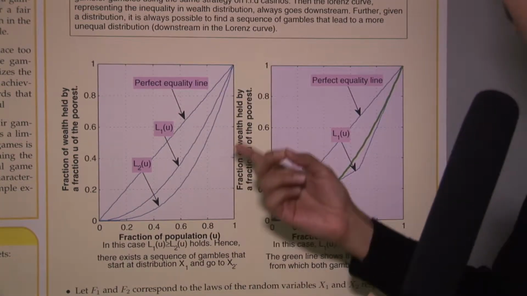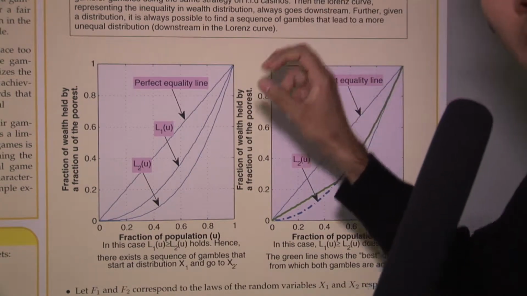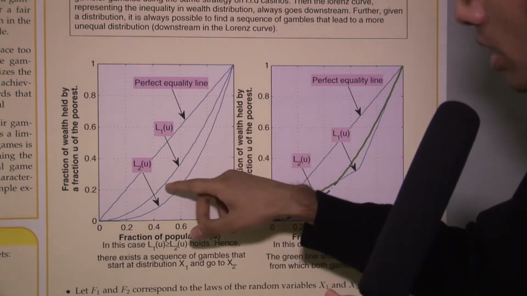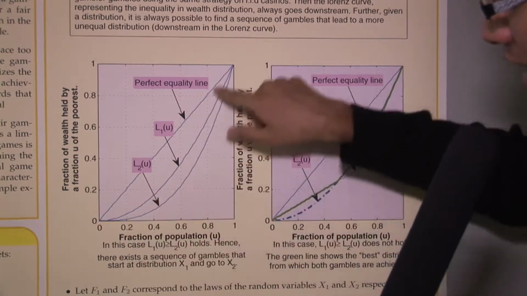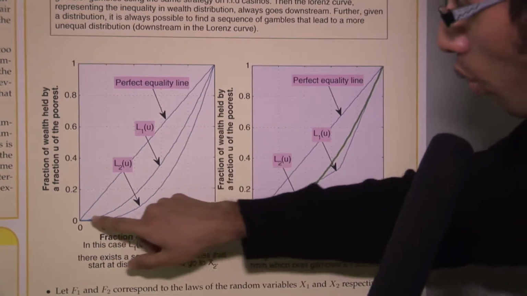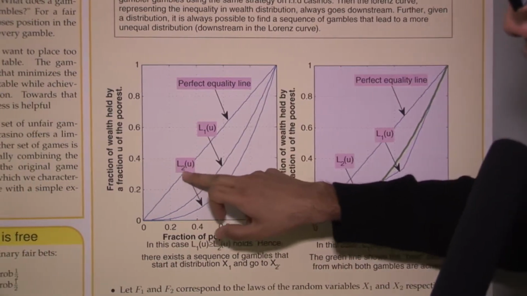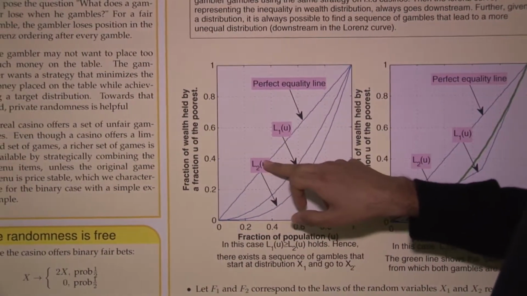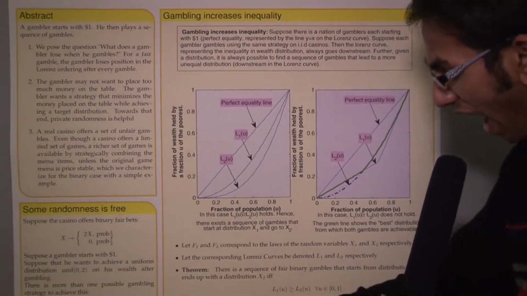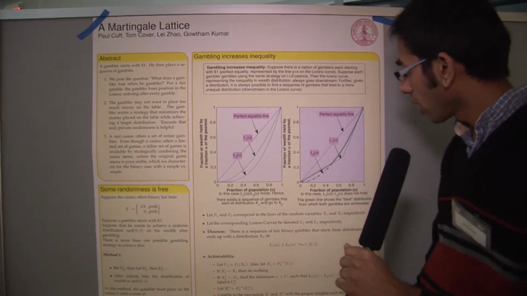So our claim is that gambling takes you downstream in the Lorentz ordering. For example, if you start with a distribution x1, which corresponds to the Lorentz curve L1, and you want to achieve a target distribution x2 of your wealth, which corresponds to Lorentz curve L2, there is a sequence of fair binary gambles which take you from L1 to L2.